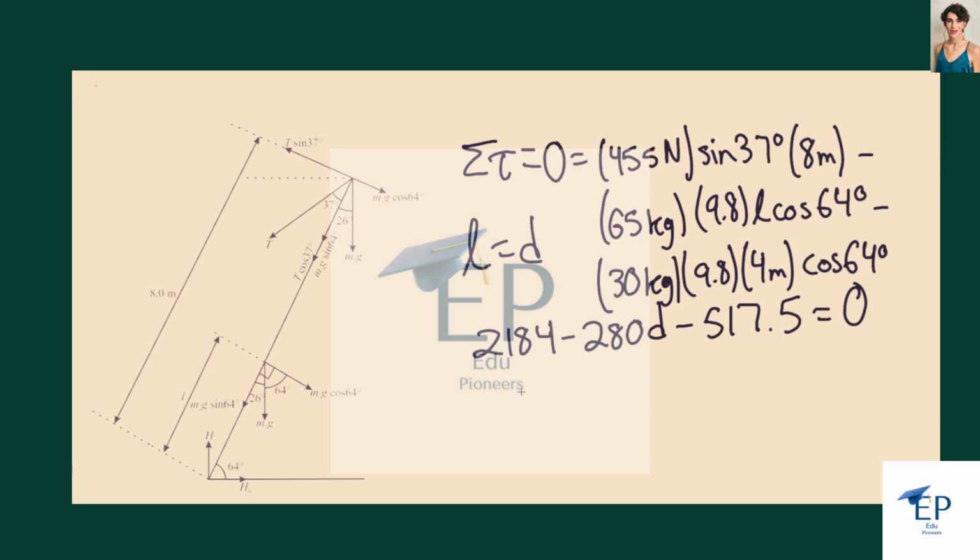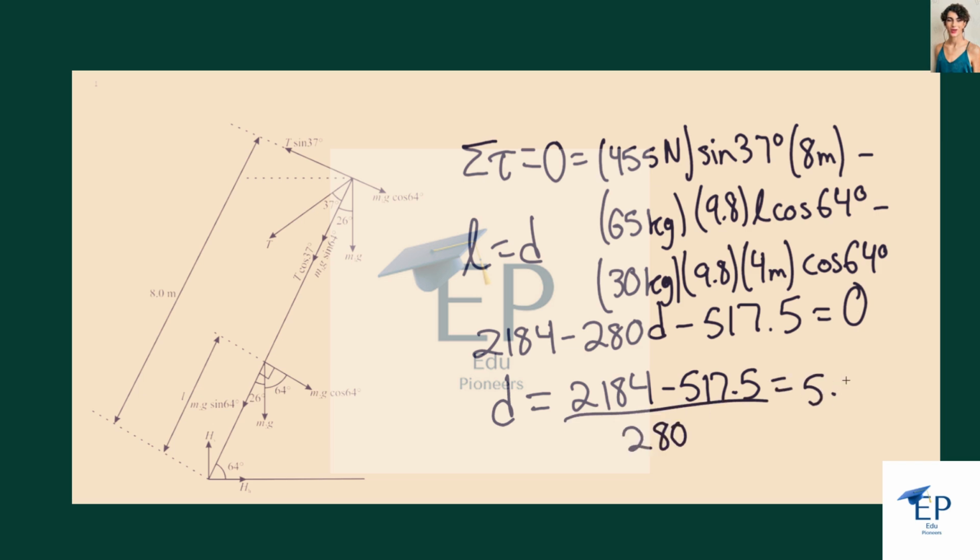So we can say that D is going to be equal to 2,184 minus 517.5 divided by 280. And this is equaling 5.95 meters. And again, this is evaluated from the hinge point. So it'll be 5.95 meters from the hinge point. So this would be your answer for part A.